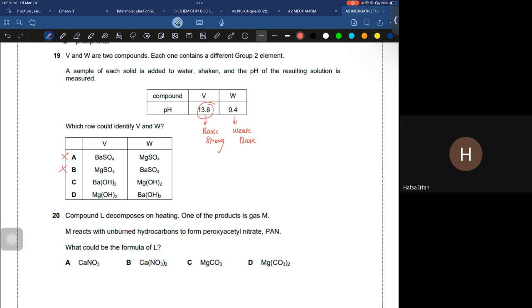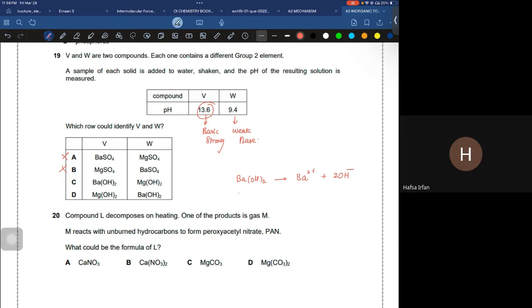So hydroxides are more soluble in water. That's the reason they have added these into the water, shaken, and the pH of the resulting solution is measured. Now you have to think which one is more soluble. Of course, barium hydroxide is more soluble than magnesium hydroxide. They are ionic compounds. They are soluble in water. They are not going to react with water.